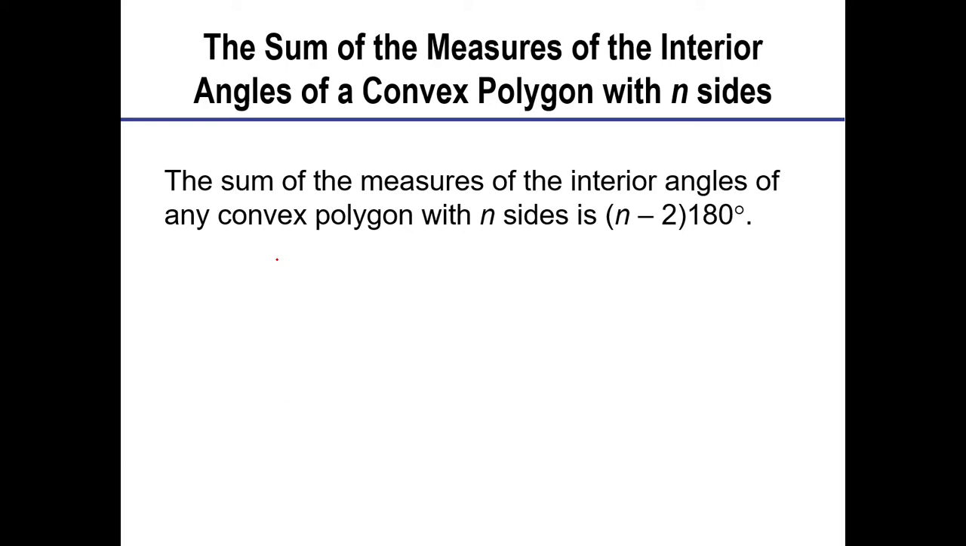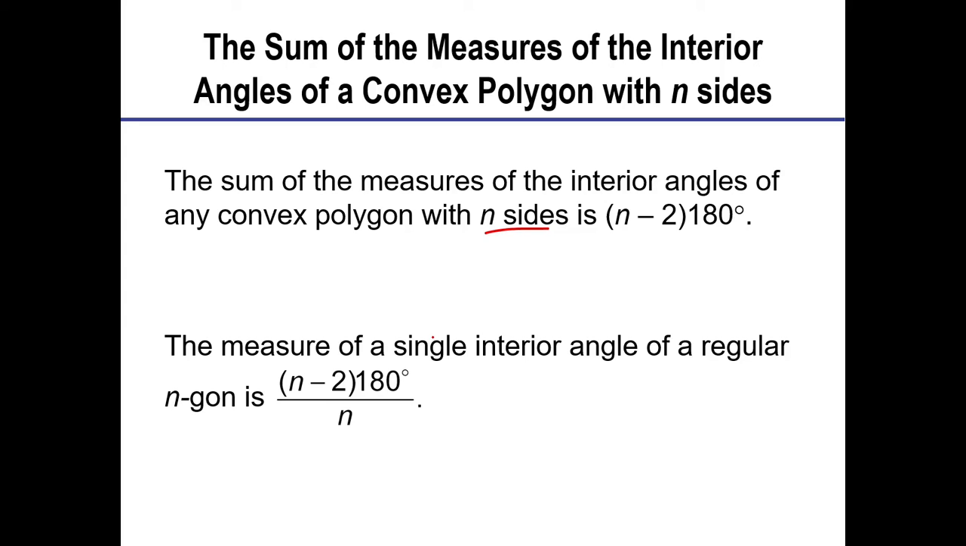The sum of the measures of the interior angles of any convex polygon with n sides is given by the formula (n minus 2) times 180 degrees. The measure of a single interior angle of a regular n-gon is (n minus 2) times 180 degrees, over n. The first formula gives us the sum of all of the interior angles. The second formula gives us the measure of just one interior angle.